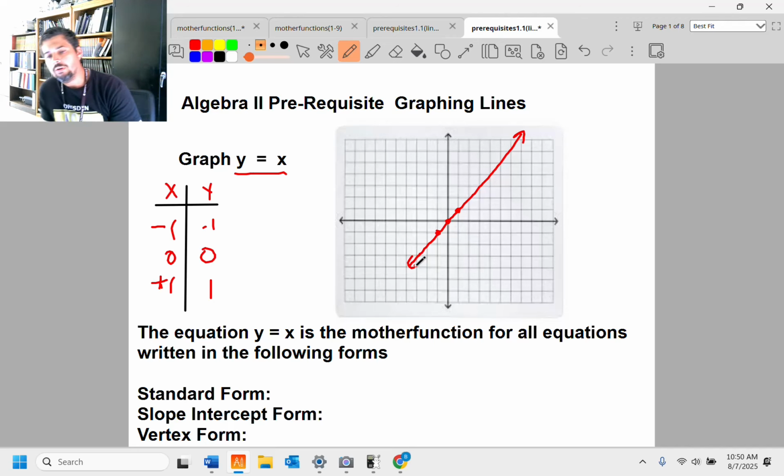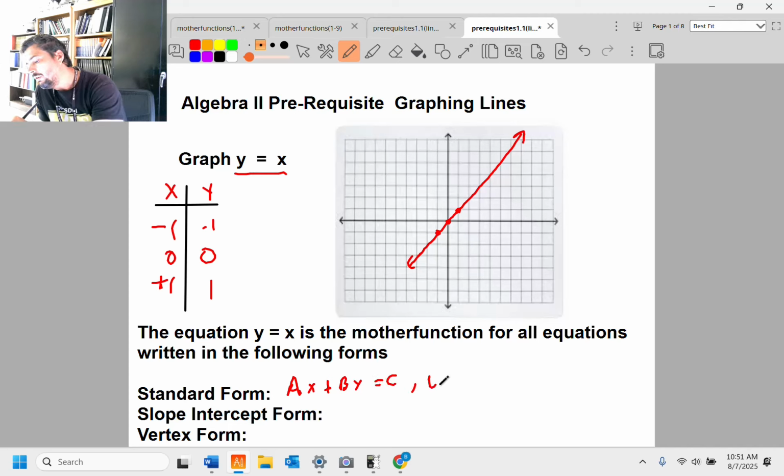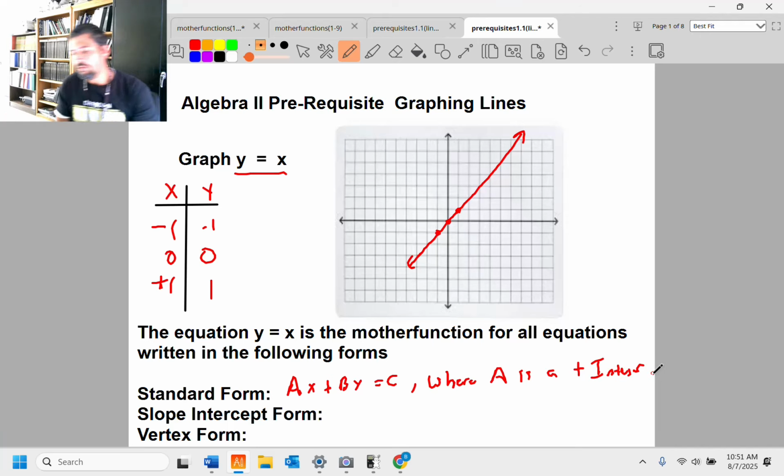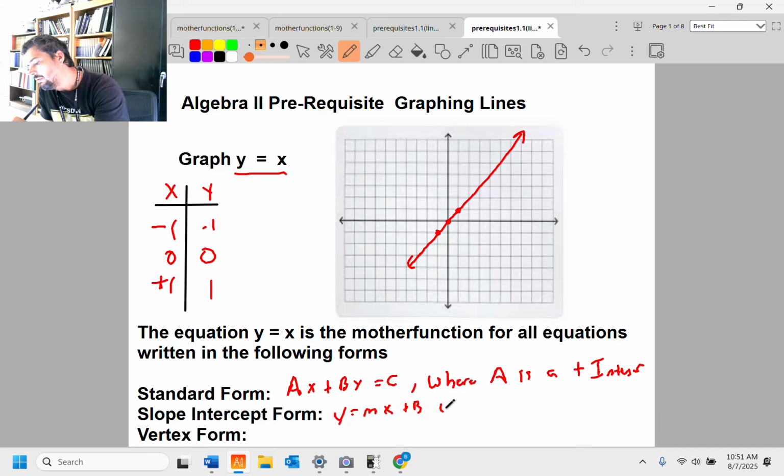Now, the standard form of a line is kind of odd. Sometimes it's called the general form too. It's ax plus by equals c, where, I'm off today, aren't I? Where a is a positive integer. It's not negative. Then you have slope-intercept form. We know that better as y equals mx plus b, where m is slope and b is the y-intercept.